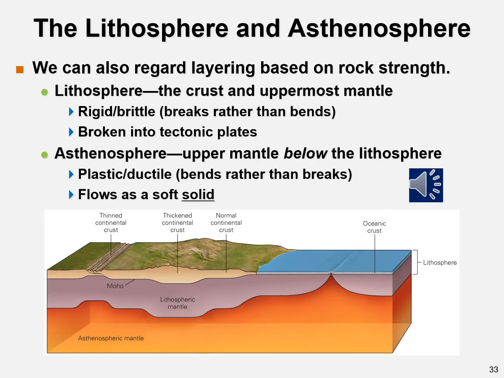We can also regard layering based on rock strength. The lithosphere comprises the crust and the outermost mantle. It is rigid and brittle, meaning it breaks rather than bends. The lithosphere is broken into tectonic plates that we will talk about in detail in the next lecture. There are two types of lithosphere, oceanic and continental. The oceanic lithosphere is thinner, with a thickness of about 100 kilometers. The continental lithosphere is thicker and ranges from 150 to 200 kilometers thick.